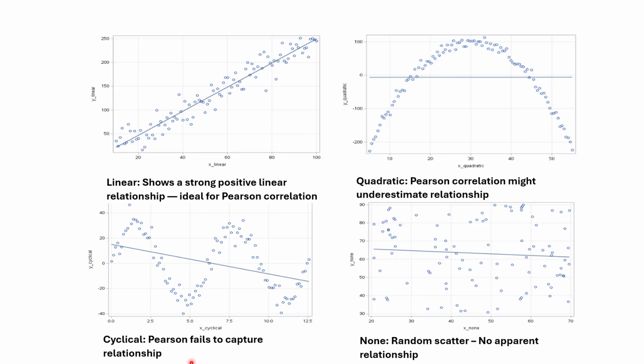Then on the bottom left, we see that there is a cyclical relationship, maybe seasonal. Some of the values related to, say, summer, spring, fall, or winter factors might be affecting these variables. Again, in such a relationship, Pearson will give us wrong or misleading results. And finally, on the bottom right, we see that there is almost no apparent relationship between the two variables. Again, we shouldn't be using Pearson correlation in such a situation.